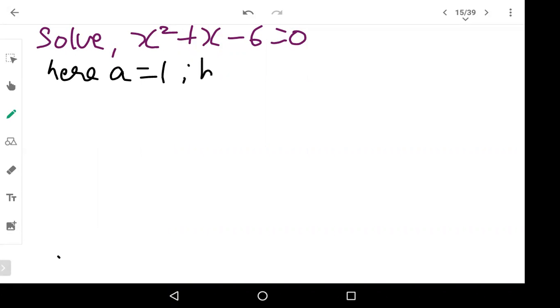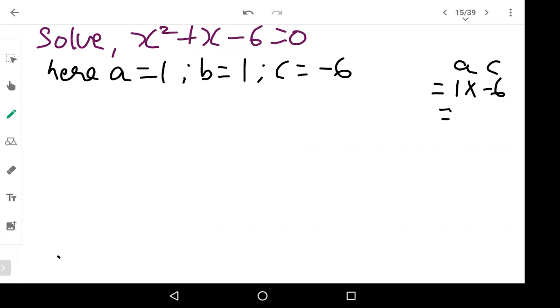b is equal to 1. Again, it is plus x, right? So again, it is 1. And c is equal to -6. Let us multiply a and c. Now a into c is 1 into -6, which is nothing but -6. Now find the two factors for -6 where we will get the resultant as 1.